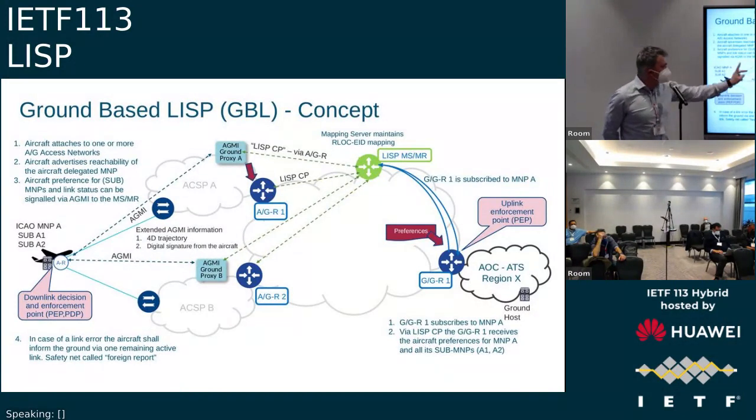For that, we're using the pub/sub mechanism. That means the ground-ground router subscribes to this mobile network prefix, and it should also automatically subscribe with this to all the sub prefixes. In this example, we have two sub prefixes, A1 and A2, and I think in the next slide I'm explaining how this will be used. So next slide, please.